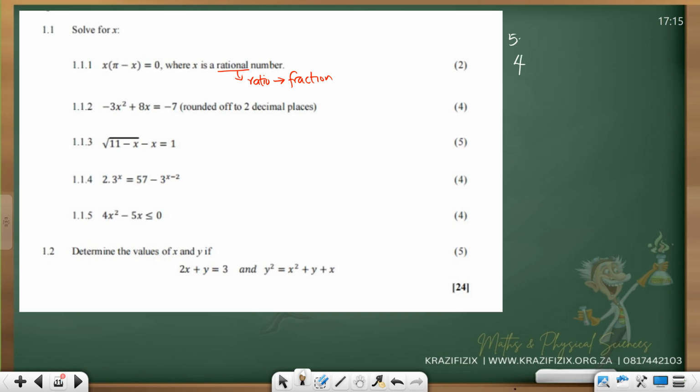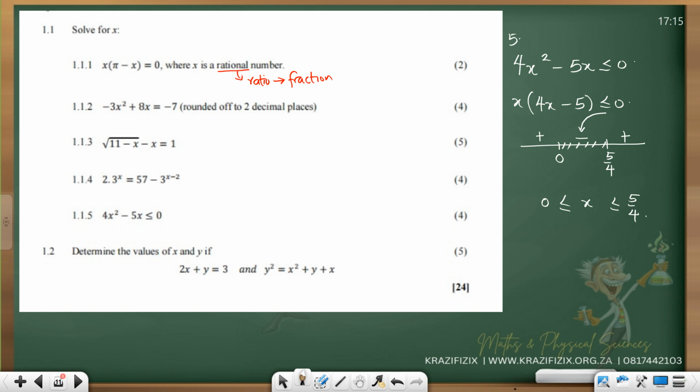Number 5. 4x squared, oh, straightforward. x is common. Very straightforward. Number line, I like to use a number line. 0, 5 over 4. Plus, minus, plus. Less than tells me I'm looking for things that are negative, and it is in between. Right now, you all should know my methods. Lovely. And with that, 4 beautiful marks again.